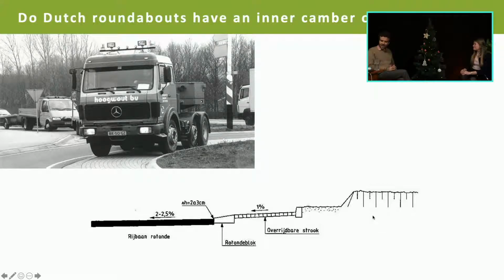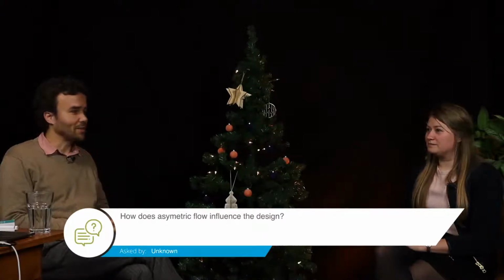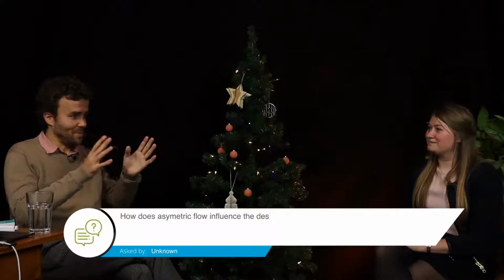Okay. Then if we go on to the next question, which is already question number 5: if you have an asymmetric flow, how does that function, or how does that work in terms of the design of a roundabout? So I'll just explain asymmetric flow.